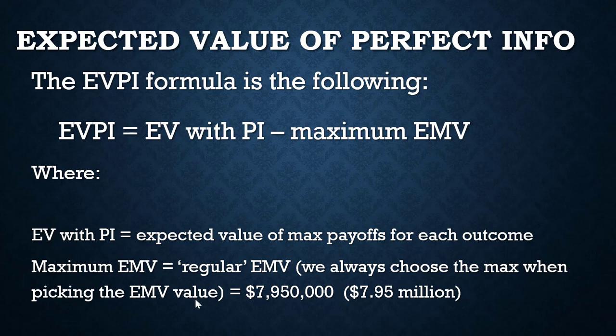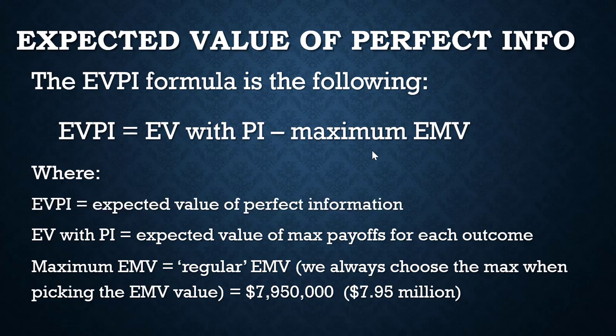So back to our pellet example, it was 7.95 million. Okay, and finally, our EVPI is our expected value of perfect information. So like I was saying before, there's really an "of" between the EV and the PI, where PI means perfect information, EV stands for expected value.